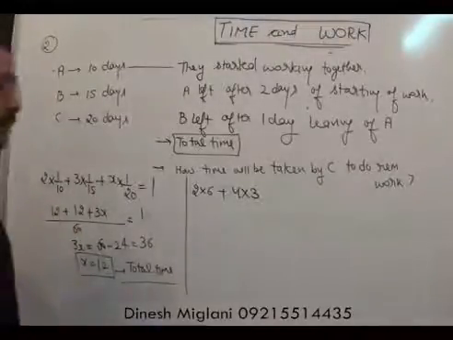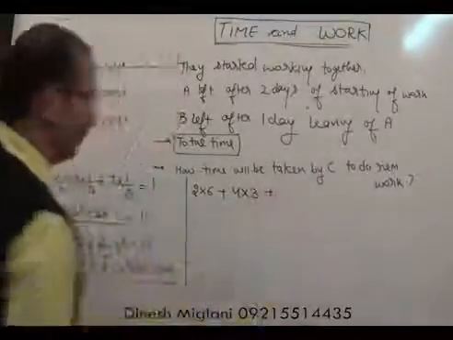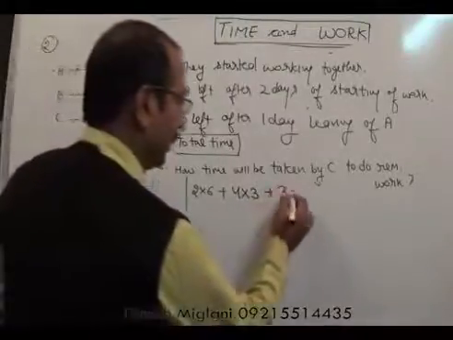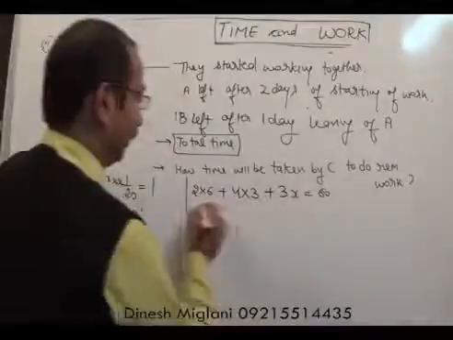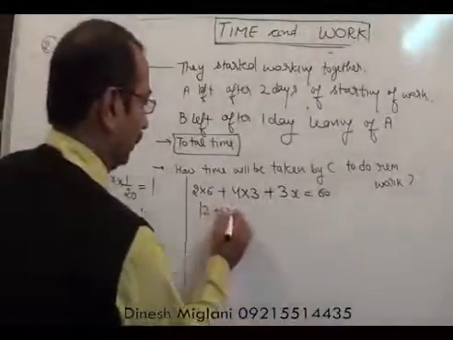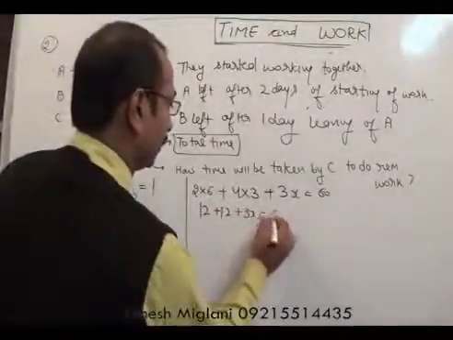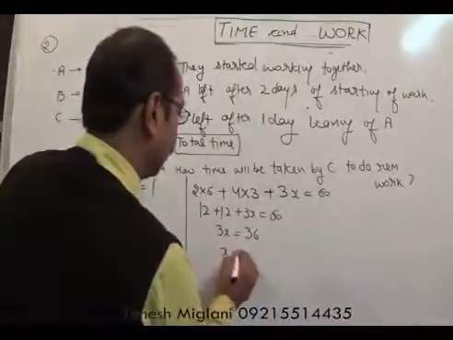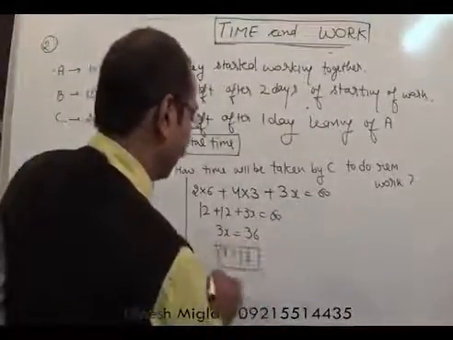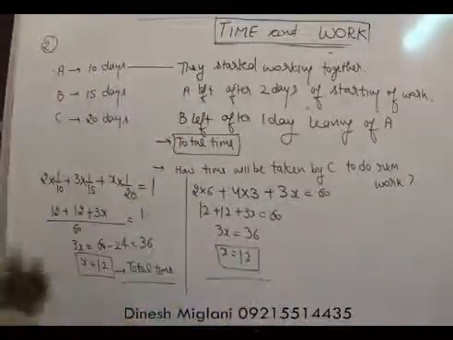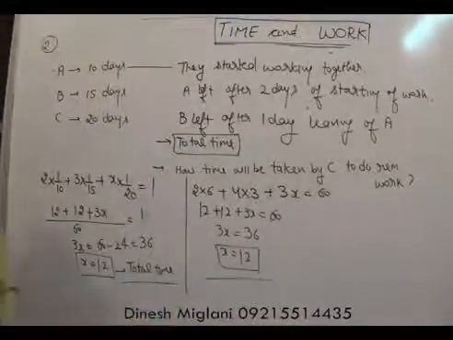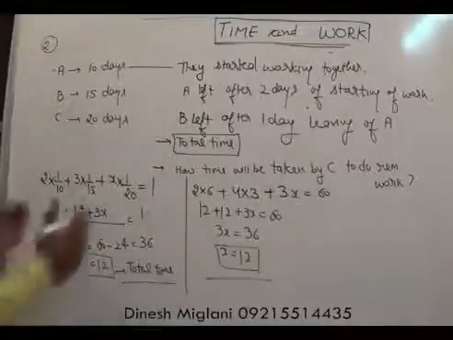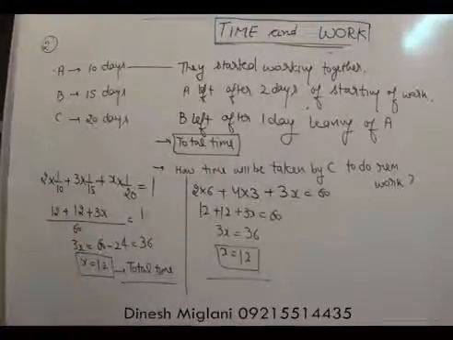And C is working from start to end, and 1 day work for C is 3. So we will take it as 12 plus 12 plus 3x equal to 60, or 3x equal to 36, x equal to 12. So we can say the time taken by them to do the work is 12 days. That is the answer to your question number 1. I hope this approach is very clear to you.